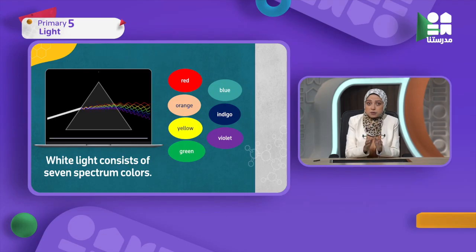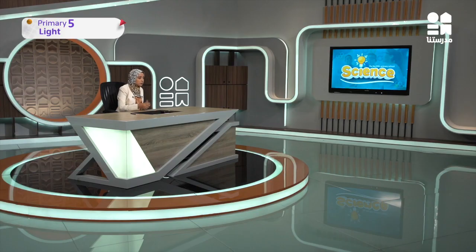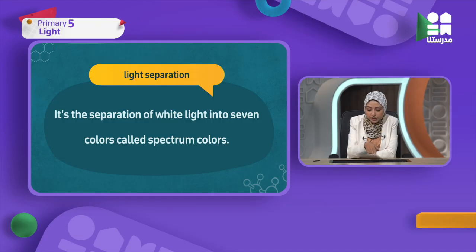يبقى ايه؟ بنستخدم ايه عشان يحصل light separation؟ استخدمنا الجلاس بريزم، وبالجلاس بريزم قدر فعلا يأكد لنا ان الوايت لايت مكون من ايه؟ مكون من 7 colors. ال 7 colors اسمهم ايه؟ اسمهم 7 spectrum colors. اوكي، طب تعالوا دلوقتي نعرف the definition of the light separation. It's the separation of white light into 7 colors called spectrum colors.